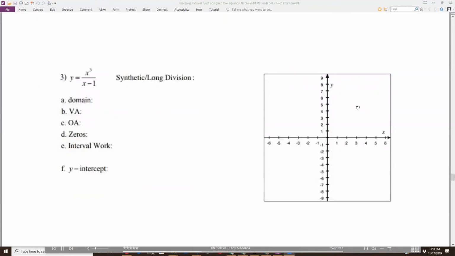Okay, what's happening here? So I've got to do some synthetic division at 1. I see it's a top-heavy function. That gives me a 1x cubed, but then I get a 0x squared, 0x, and a 0 constant term. 1 times 1 is 1. Add, 1 times 1 is 1. Add, 1 times 1 is 1. So that leaves me x squared plus x plus 1 plus 1 over x minus 1.